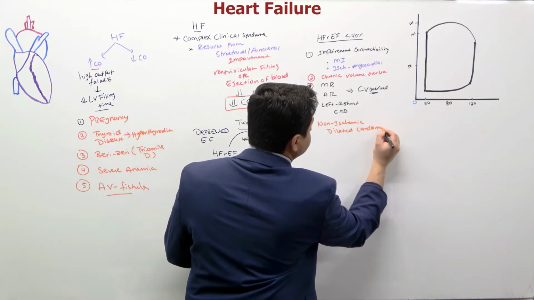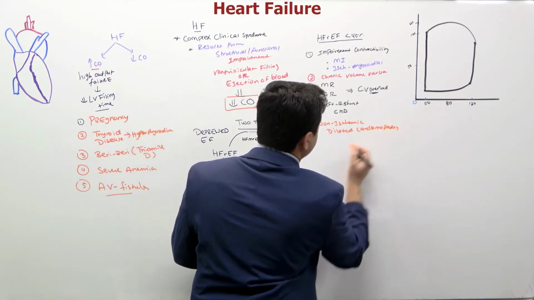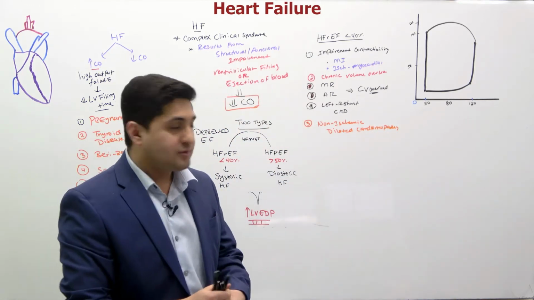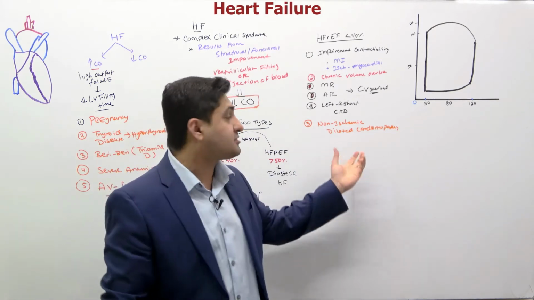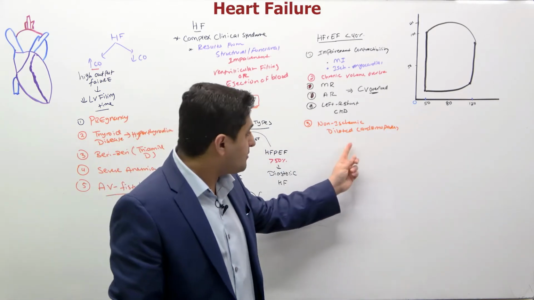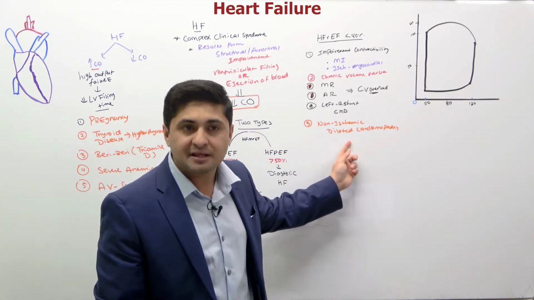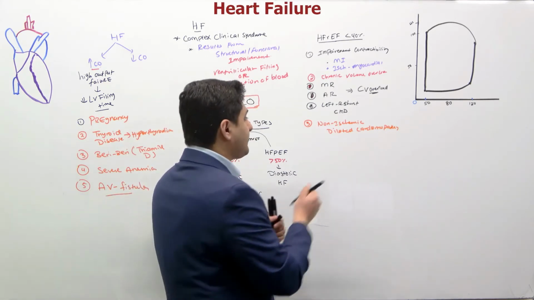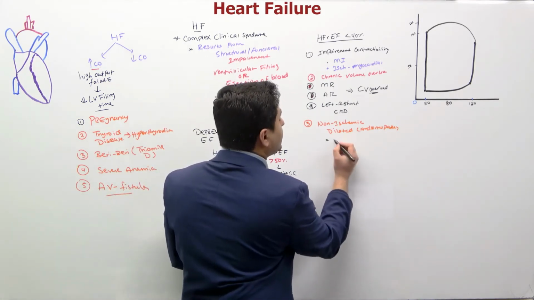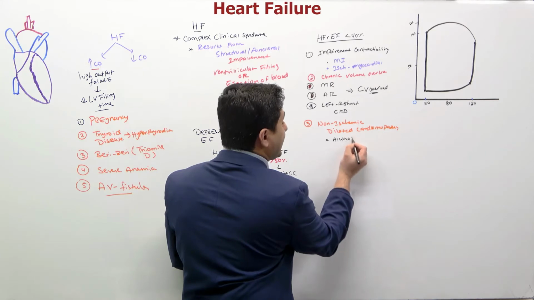right? Now, what does this mean though? Usually in non-ischemic dilated cardiomyopathy, your ventricle becomes dilated because of volume overload again. But remember, this is non-ischemic. That means this could be caused by, for example, let's write it down here, alcohol. Okay, that can result in dilated cardiomyopathy.